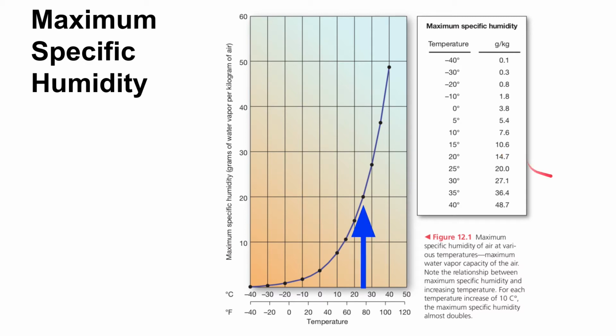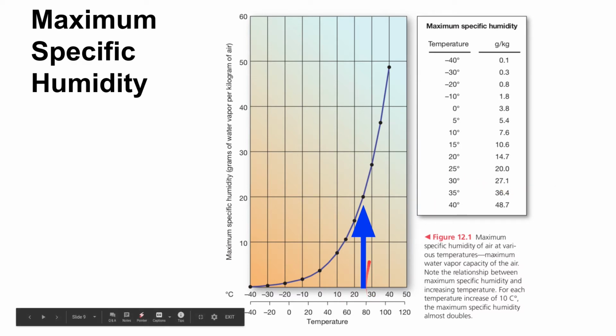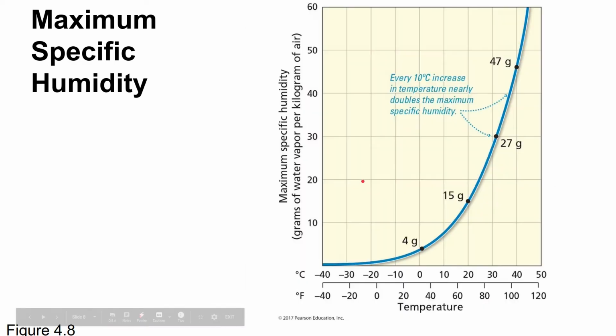So if you know the temperature, 25 degrees Celsius, you go up till you hit the line, and then you go over to the left.